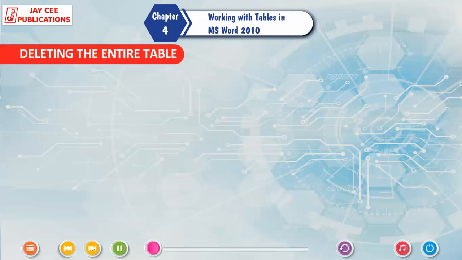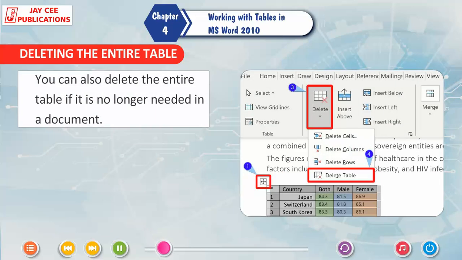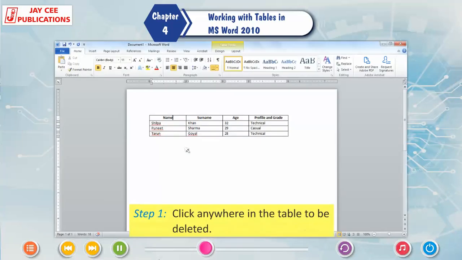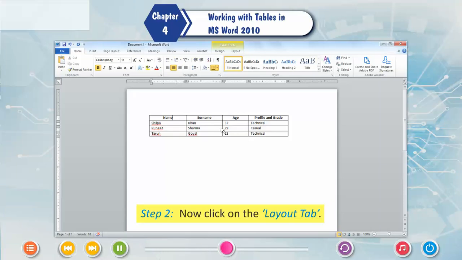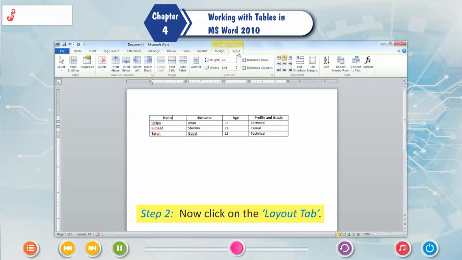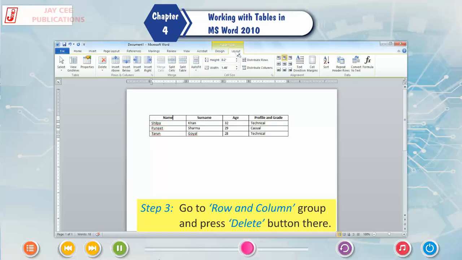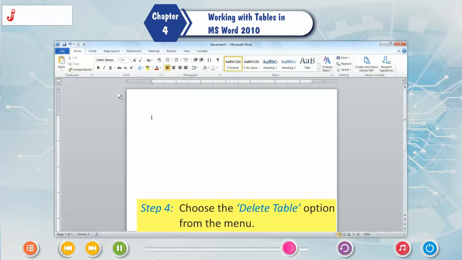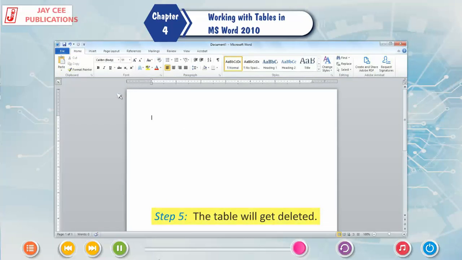Deleting the entire table. You can also delete the entire table if it is no longer needed in a document. Steps to delete a table. Step 1. Click anywhere in the table to be deleted. Step 2. Now click on the Layout tab. Step 3. Go to the Rows and Columns group and press the Delete button there. Step 4. Choose the Delete Table option from the menu. Step 5. The table will get deleted.